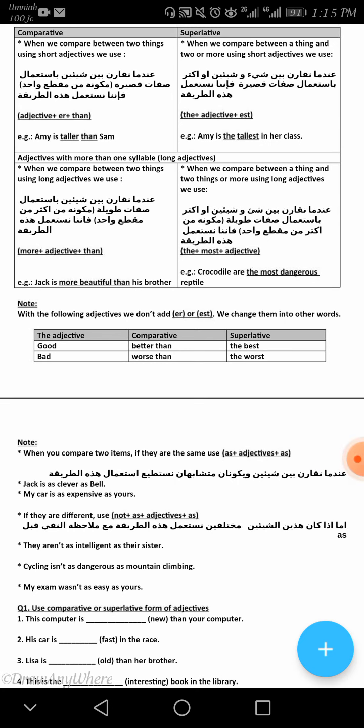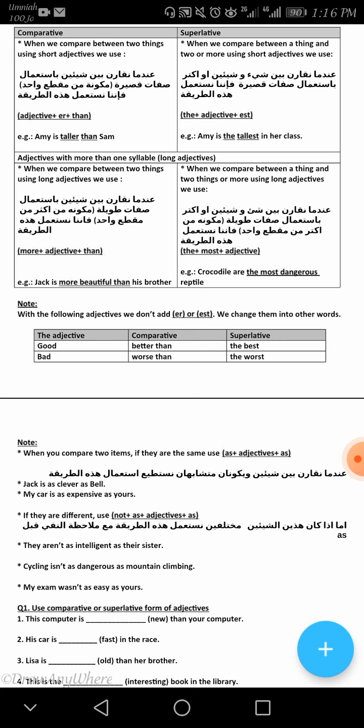So, our lesson today is going to explain and discuss more about comparative and superlative. Let us make a quick revision about the last videos. We talked about comparative and superlative, and we defined comparative to compare between two things or two people, superlative to compare between one thing and two or more using short adjective. Okay, and also we talked about short adjective and long adjective. So today inshallah we're going to focus on the rule of comparative and superlative.